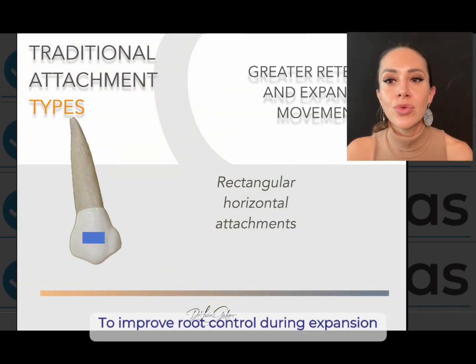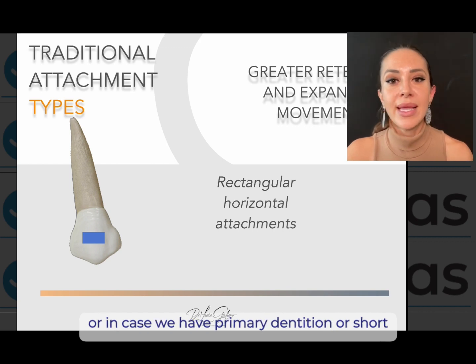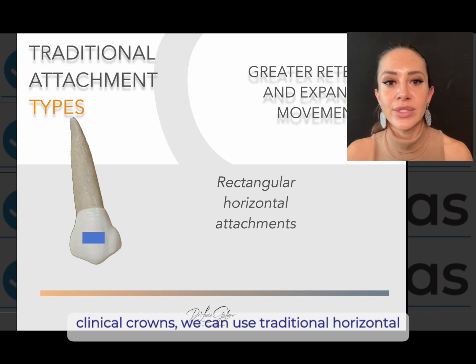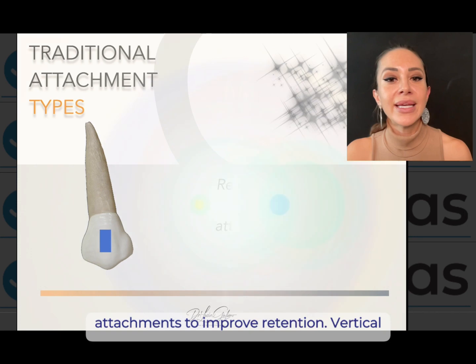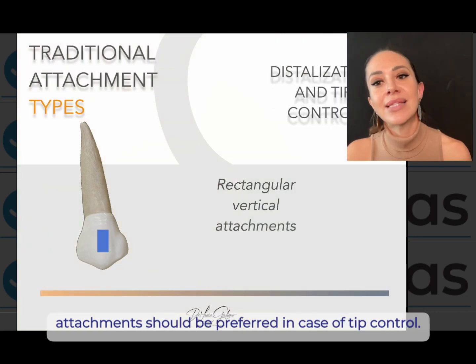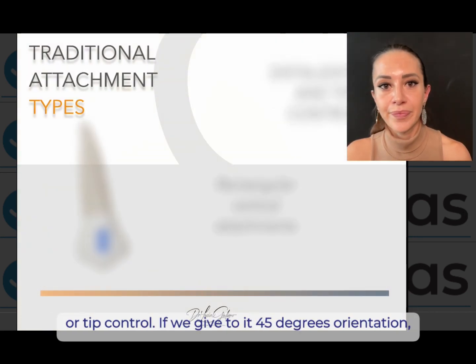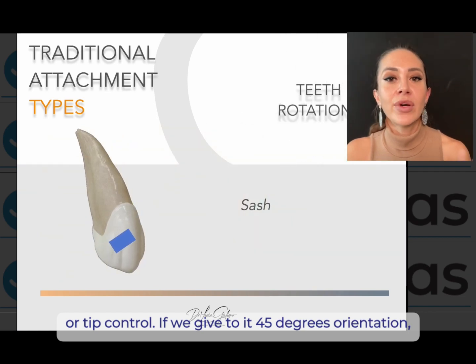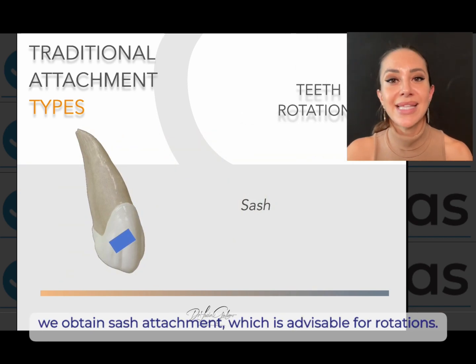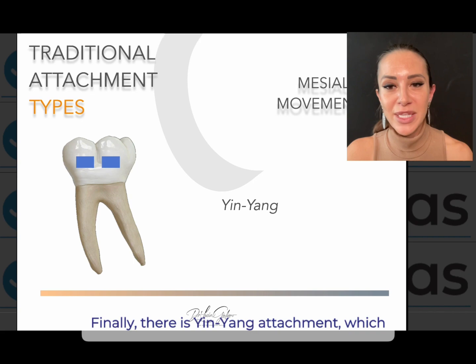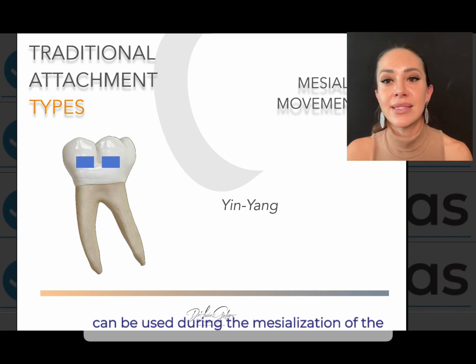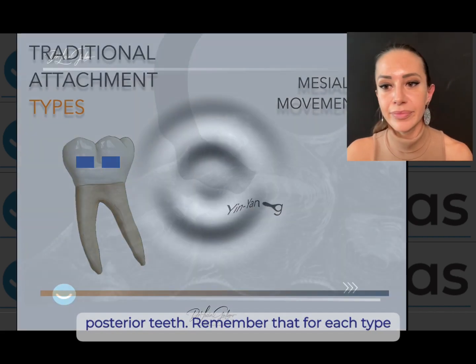To improve root control during expansion or in case we have primary dentition or short clinical crowns, we can use traditional horizontal attachments to improve the retention. Vertical attachments should be preferred in case of distalization or tip control. If we give it a 45 degrees orientation, we obtain the sash attachment, which is advisable for rotations. Finally, there is the yin-yang attachment, which can be used during the mesialization of the posterior teeth.